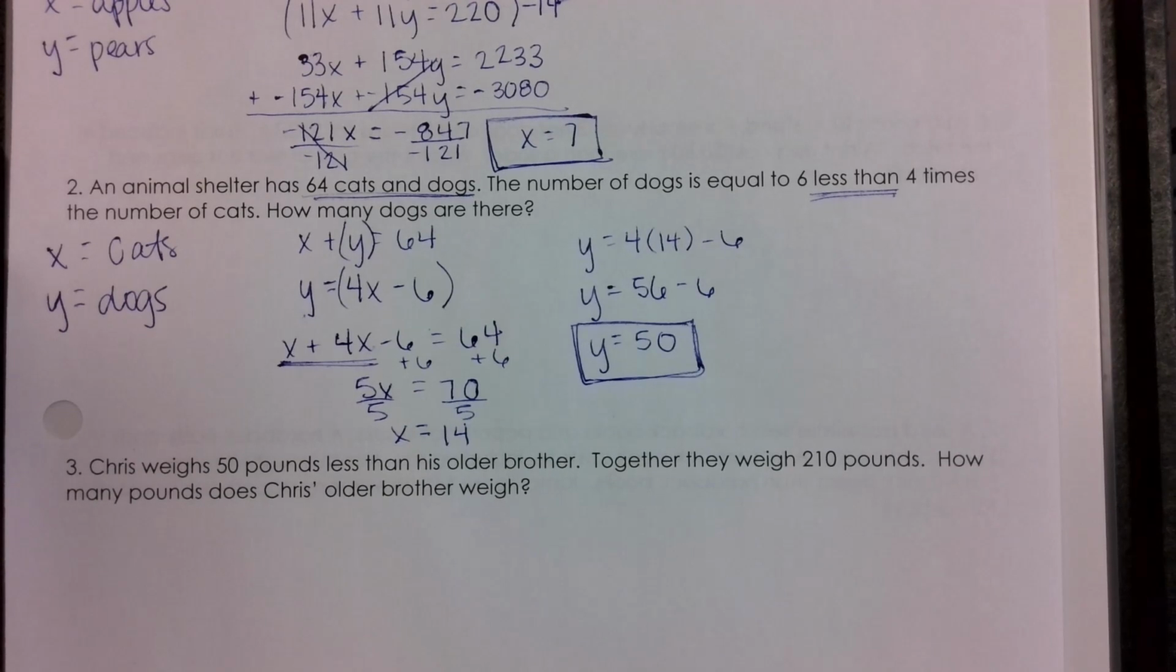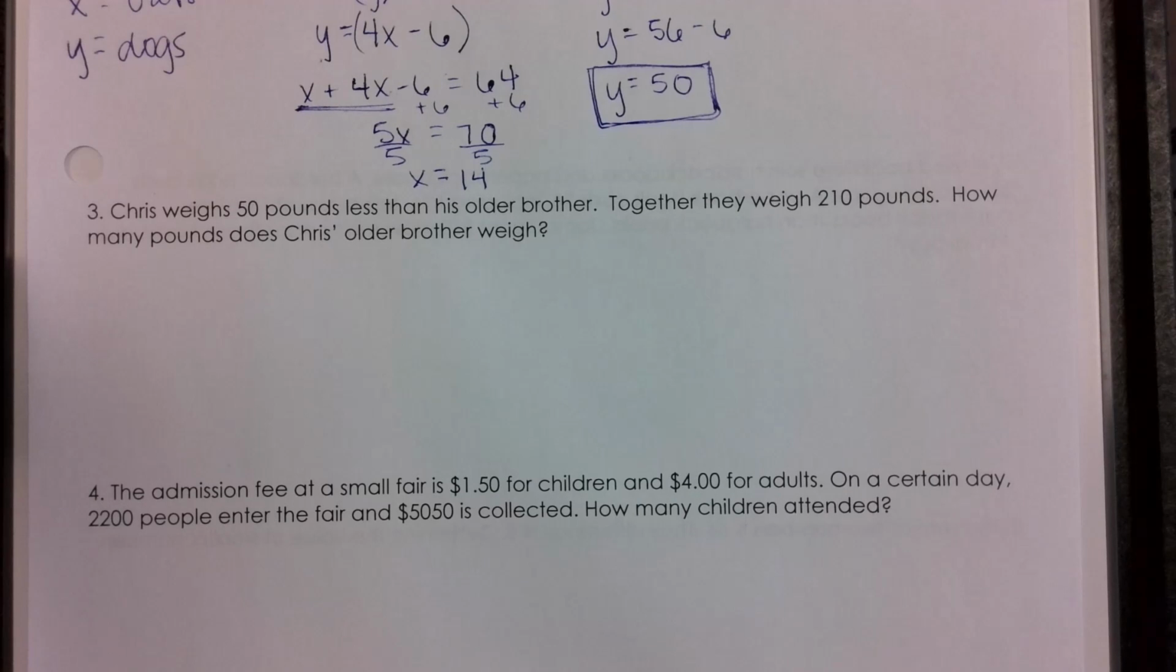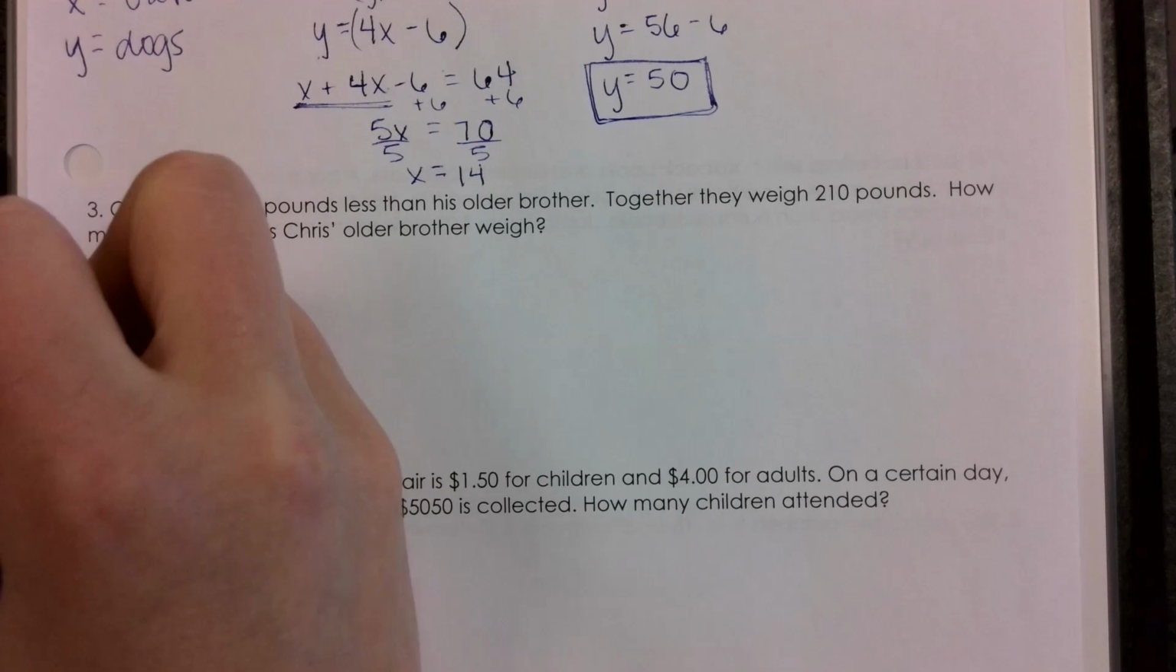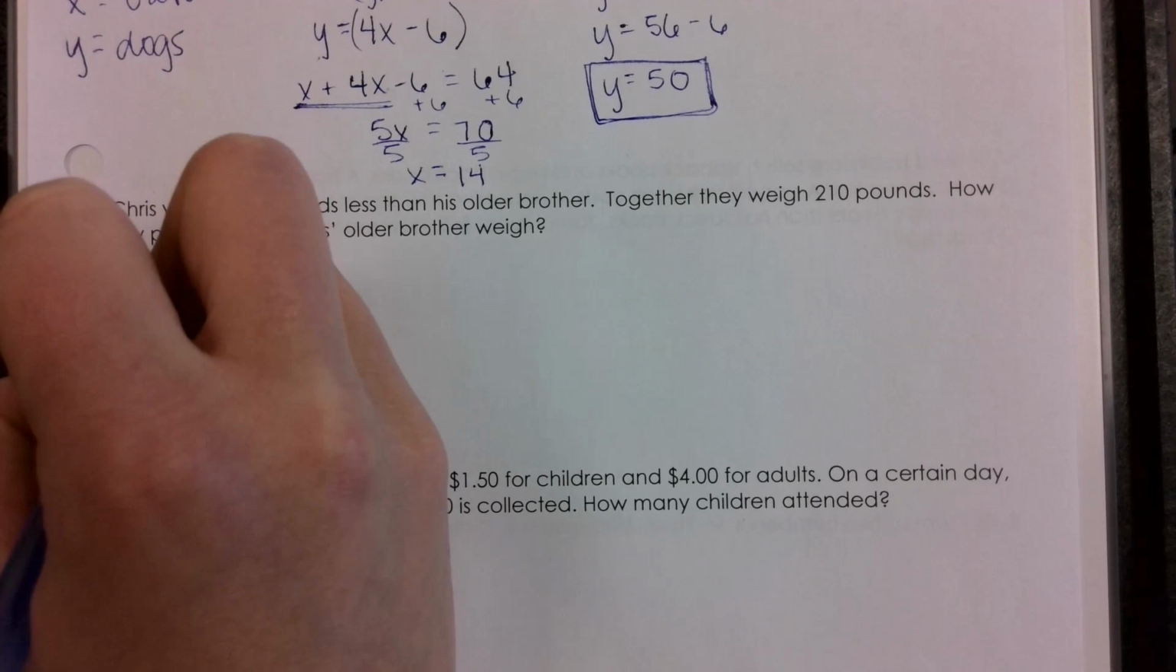Alrighty, so let's try another one. Number 3, it says Chris weighs 50 pounds less than his older brother. Together they weigh 210 pounds. So how many pounds does Chris's older brother weigh? So what are our variables going to be this time? So we're going to have x and y, and then we're using Chris and his brother. So we'll say Chris and the brother.